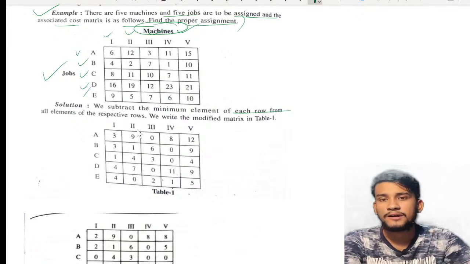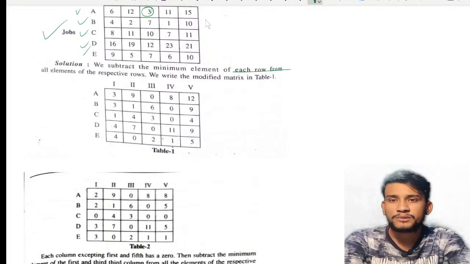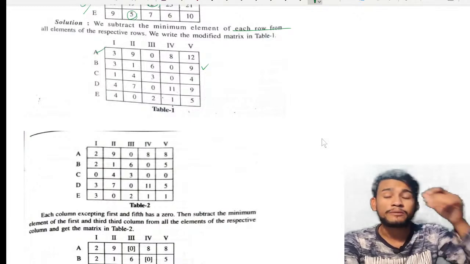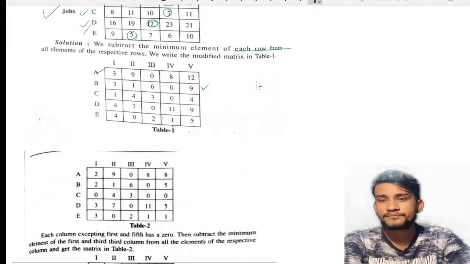Solution: we subtract the minimum element from each row. Here 3 is the minimum element, so we subtract 3 from each element of the first row. Here 1 is the minimum element, so we subtract 1 from the second row, and here 7 is the minimum element. Here 12 is the minimum element, and here 5 is the minimum element. Therefore we subtract these elements from each element of the corresponding rows. So we get the matrix after subtracting the minimum elements from each row.